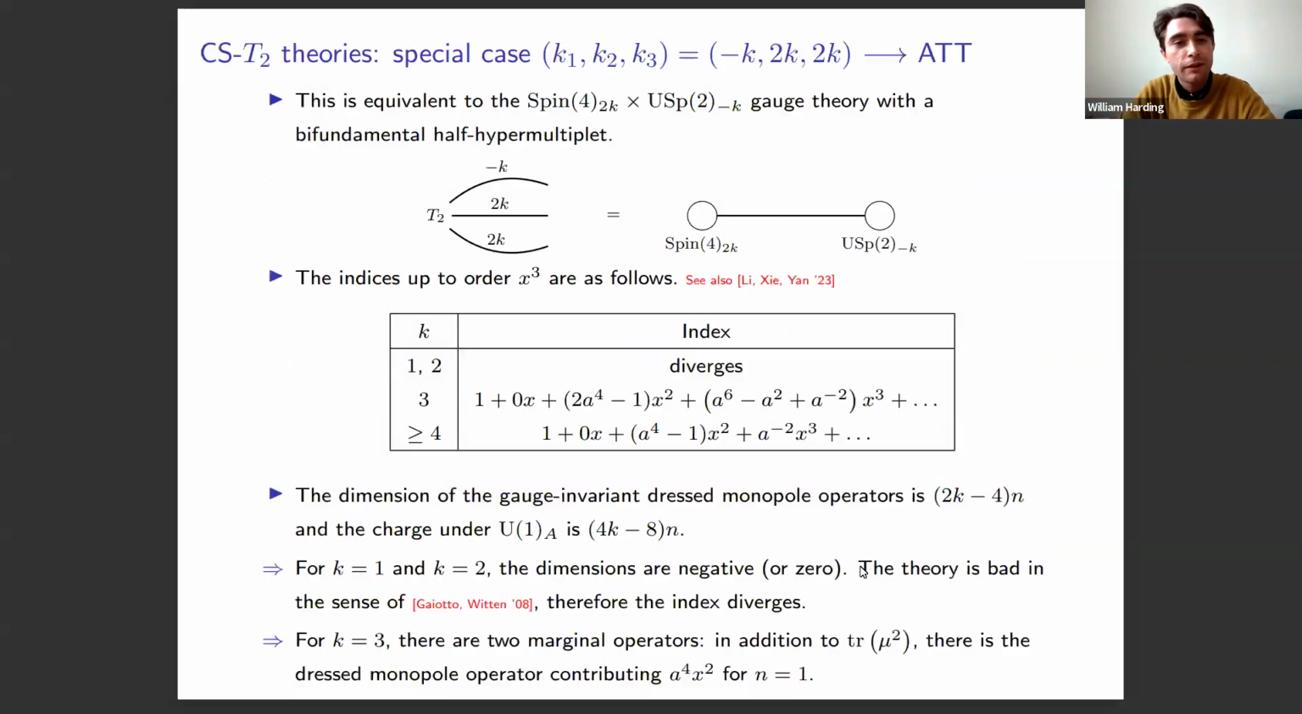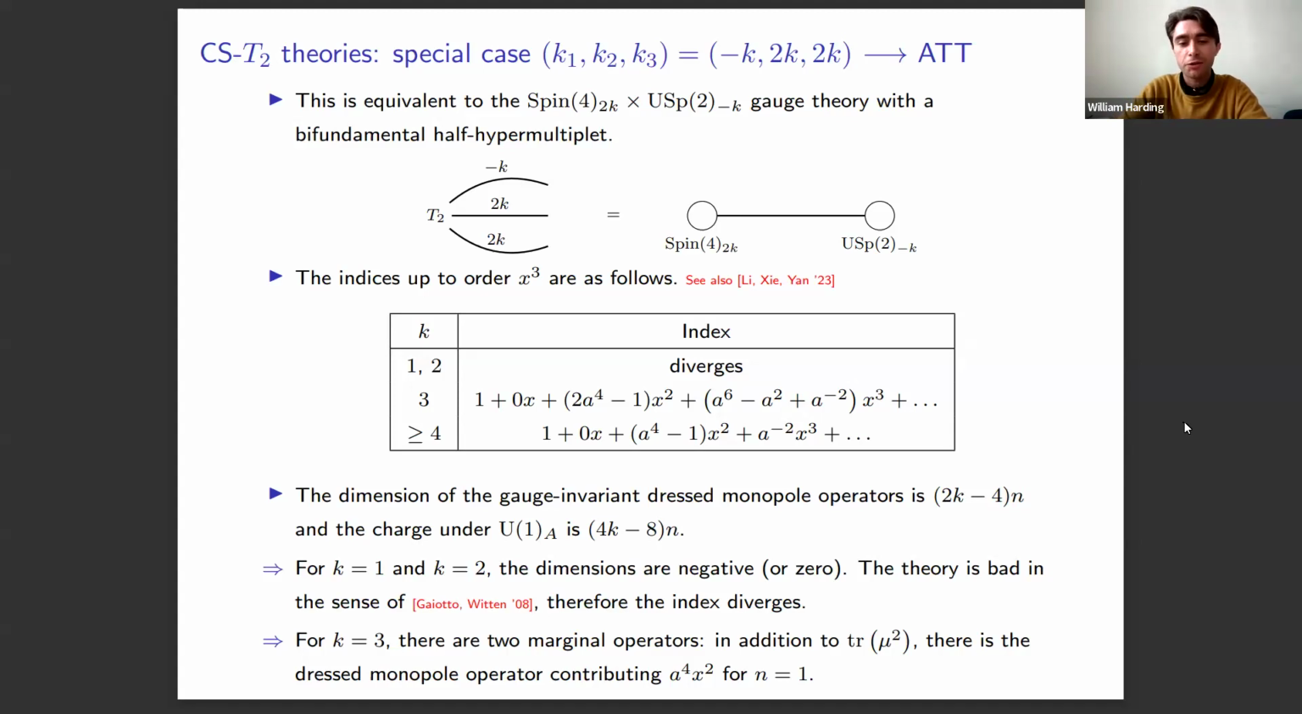Okay, so the example which I will consider is the one I mentioned also before. So let us take Chern-Simons levels to be equal to minus k, 2k, k. So this is equivalent to the SU(4) level 2k times the SU(2) level minus k gauge theory with a bifundamental hypermultiplet, as I already told you. And the indices up to order x cubed are the ones which I wrote down in the following table.